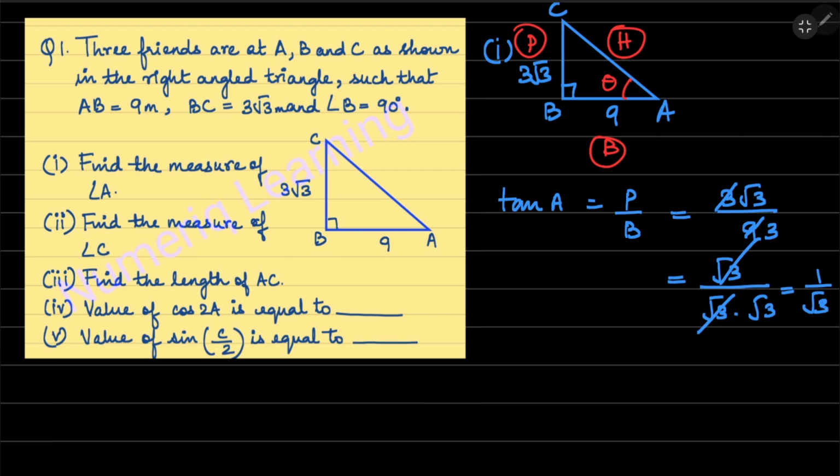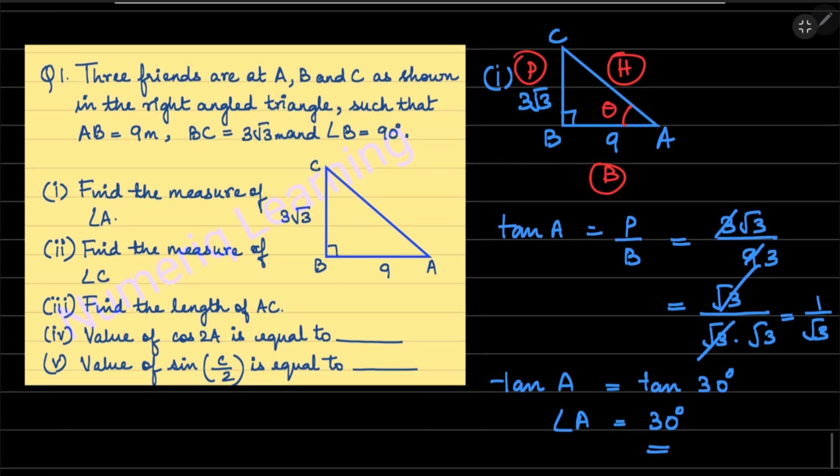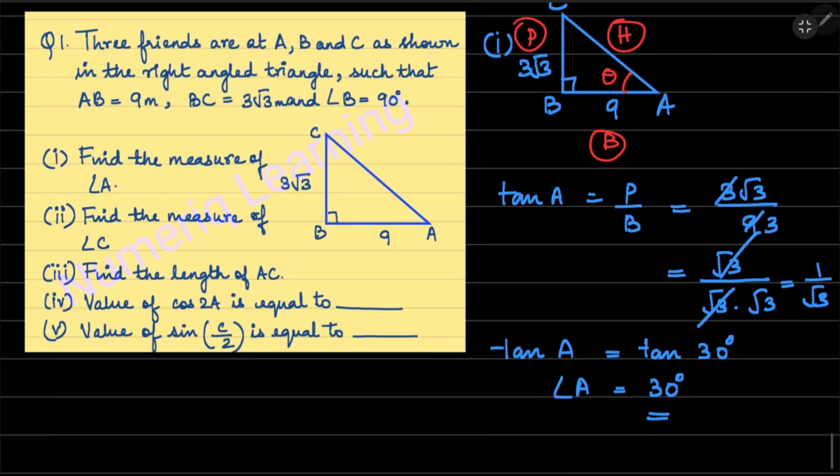Tan of which angle is 1 by root 3? It is tan 30. So tan of 30 degree is equal to tan A, and on comparing, what do you get? Angle A is equal to 30 degree. This is your first answer. Now let us move on to the second question.